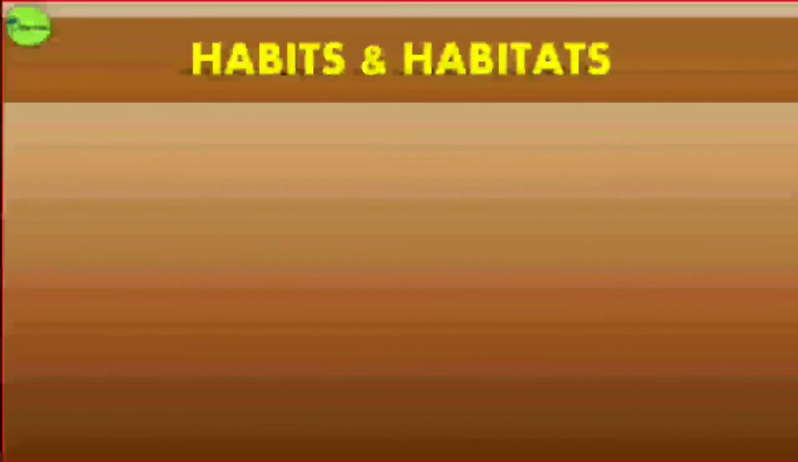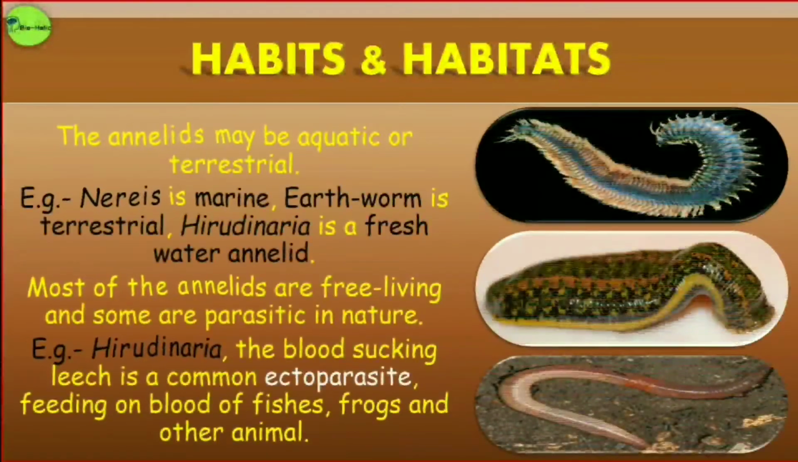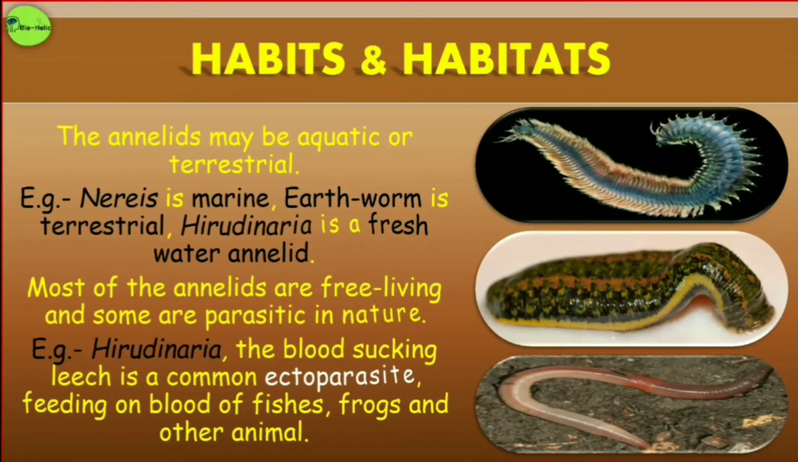Next, we will talk about their habits and habitats. So the annelids may be aquatic or terrestrial. Like Nereis is marine, earthworm is terrestrial, and Hirudinaria is a freshwater annelid. Most of the annelids are free living, and some are parasitic in nature, like Hirudinaria. They are the blood-sucking leech, which is a common ectoparasite. They feed on blood of fishes, frogs, and other animals.